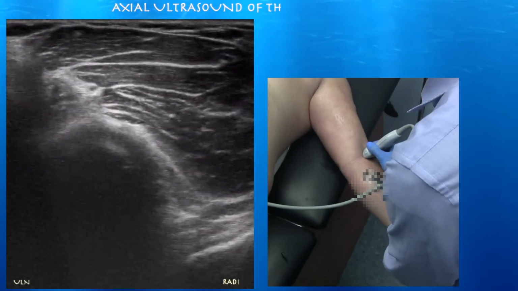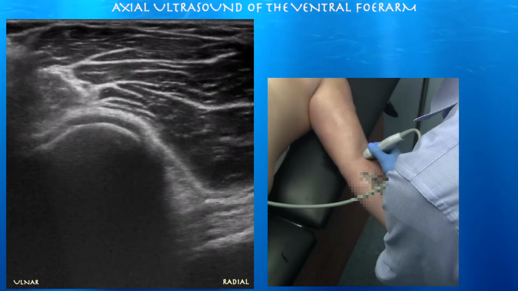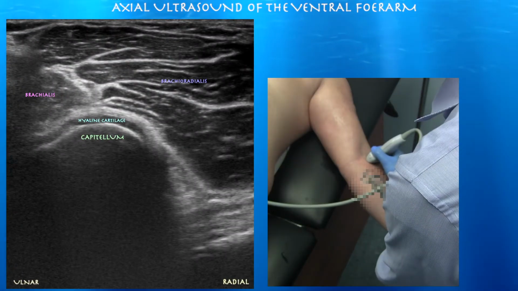Just do some of the ventral musculature in the forearm. We're at 1855, so we're looking at the capitellum. Here we are looking at the hyaline cartilage over the capitellum. You can also appreciate the brachialis and the brachioradialis muscles.